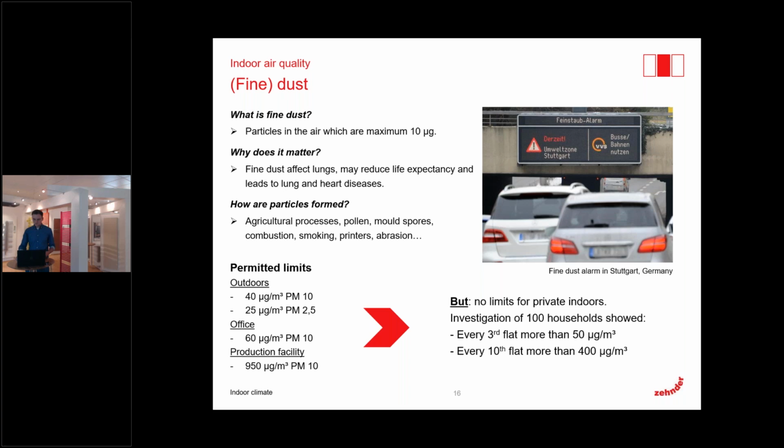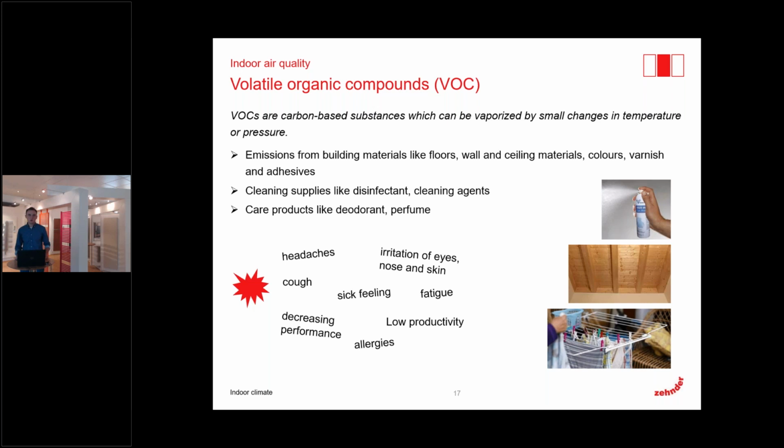Another pollutant in the air which we cannot see is volatile organic compounds, which are called VOCs. These VOCs are carbon-based substances that can be vaporized by small changes in temperature or pressure. And where do they come from? VOCs appear in large numbers in new buildings: floors, ceiling materials, varnish, and adhesives exhale these VOCs. And here applies: the older the building, the fewer VOCs are emitted. But they can also come from other sources like cleaning supplies, disinfectants and cleaning agents, as well as care products like deodorants and perfume.